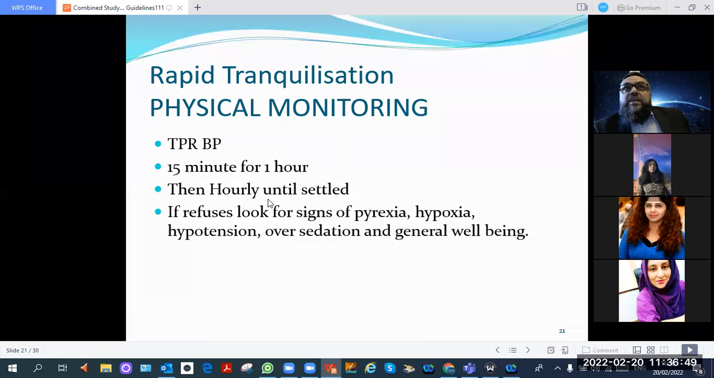Then every 4 to 8 hours the medical officer goes again, and a consultant must see the patient at least once in 24 hours. Similarly, the senior registrar can also see the patient 12 hourly, 24 hourly. These are all the things which should be looked at. If the patient refuses, look for signs of pyrexia, hypoxia, hypotension, oversaturation, and general well-being. At least you can measure the respiratory rate.